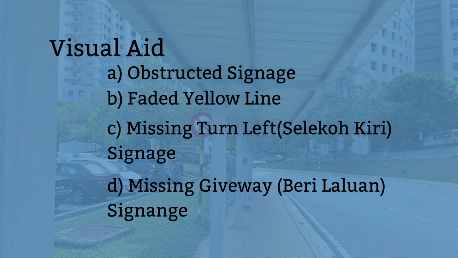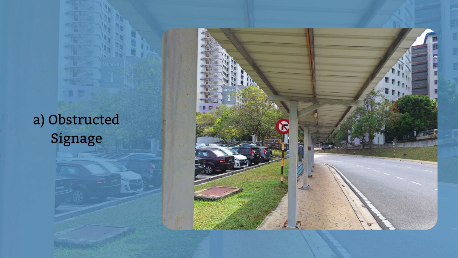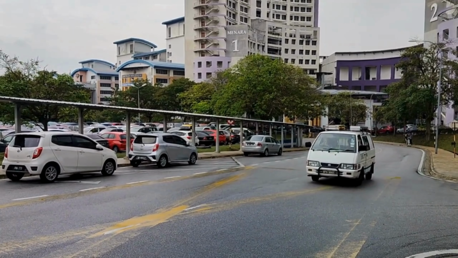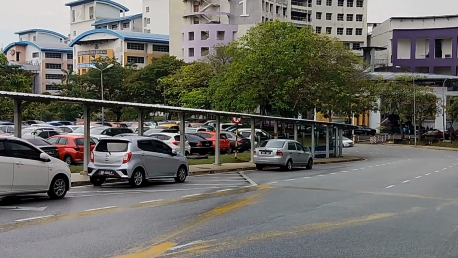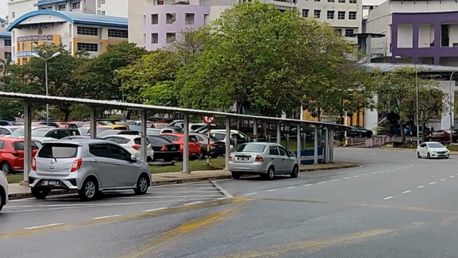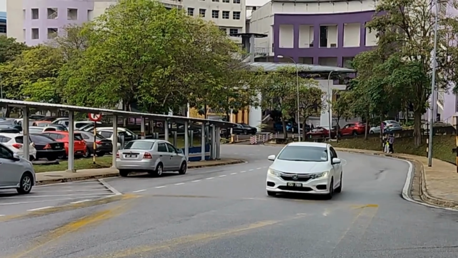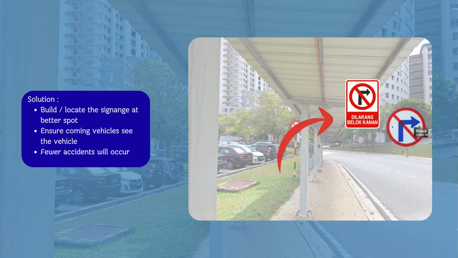The second problem is the visual aid. The first visual aid problem is the obstructed signage. We can see that the signage is totally blocked by the pedestrian overpass roof. This will increase the risk of accidents by collision between drivers that might turn right and other cars coming over the way or the pedestrian crossing. Making a wrong turn can confuse other drivers and cause congestion. For the solution, we can build or locate the signage at a better spot to ensure that oncoming vehicles can see the signage. Less crashes so fewer accidents, smoother traffic so cars move better, and easier driving.